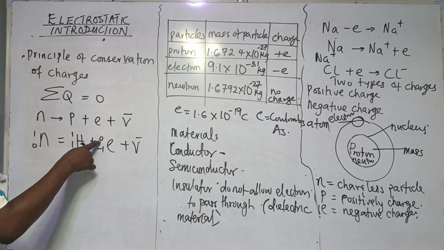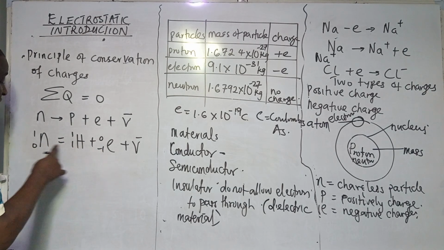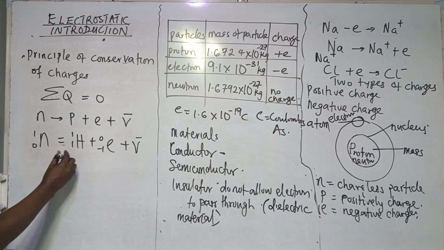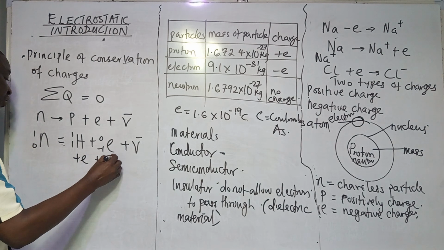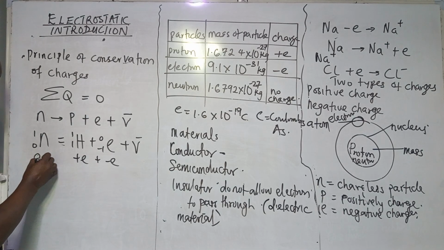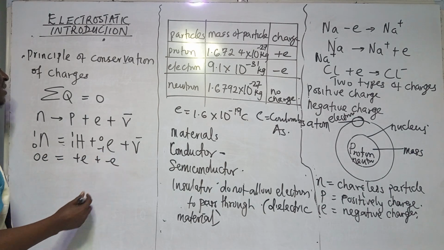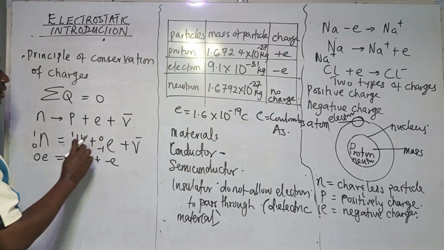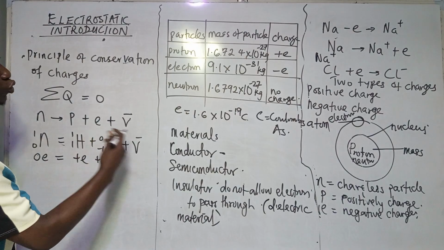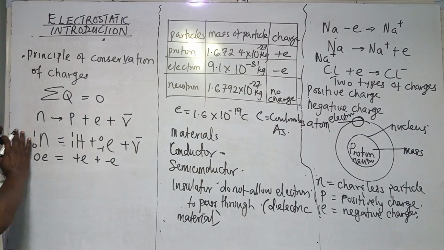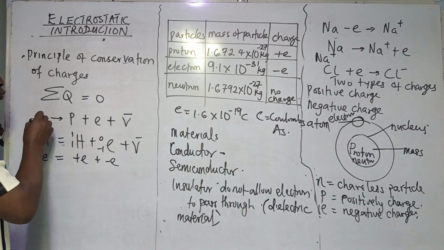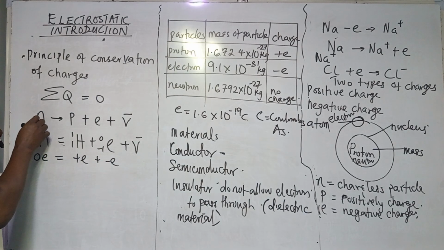Now, don't forget that this is neutron. If you check, 1 plus 0 is 1, 1 minus 1 is 0. So the number of charges on the left hand side, this is plus e, this is minus e. Plus e minus e will give us 0 charge. This one is chargeless and massless. So the total number of charge on the left hand side is equal to total number of charge on the right hand side, the product side.